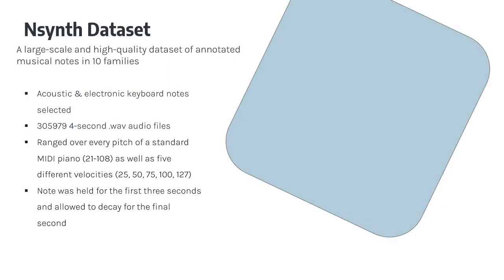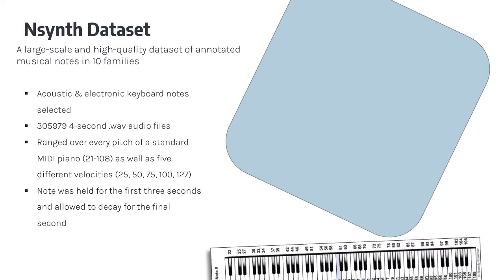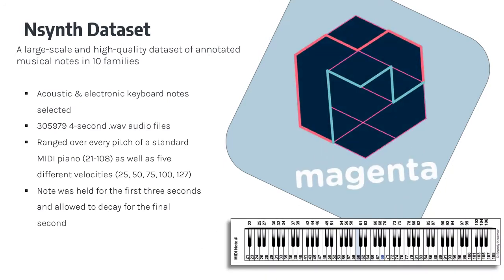Like I said, we had to choose an instrument, and in this case we chose the keyboard. We got our data from Magenta's NSynth dataset, an open-source, large-scale, high-quality dataset of annotated musical notes in 10 families. We chose acoustic and electronic samples, which brought us down to over 30,000 4-second WAV audio files. Each audio file covered the entire range of a MIDI piano scale, which is 21 to 108. 88 classes, and they were varied over 5 different velocities, which gave us a great variation in data. Each note was held for the first 3 seconds and then allowed to decay for the final second.